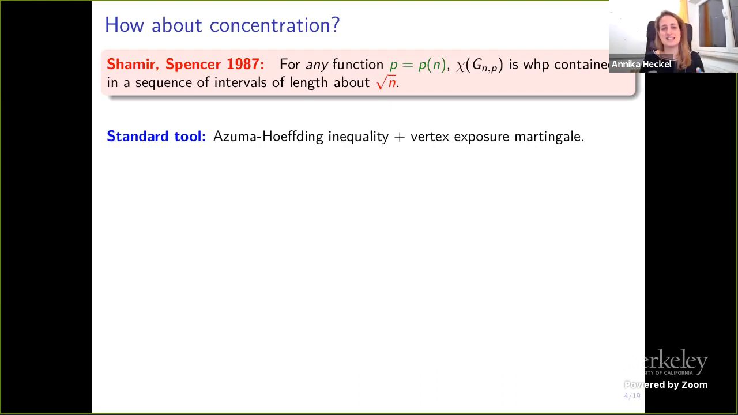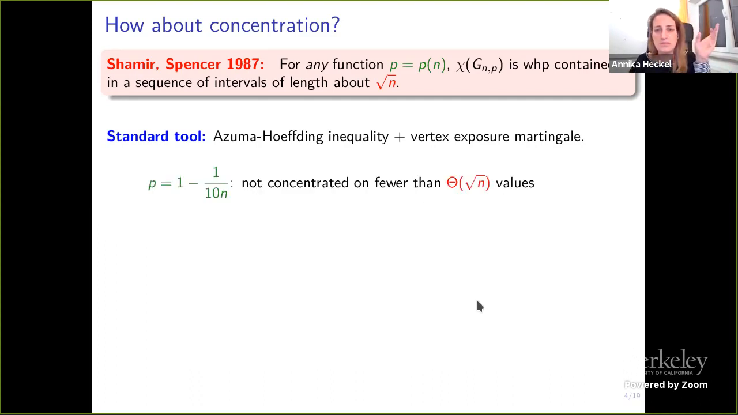These days, if you wanted to show concentration of some graph parameter in G(n,p), this is part of our standard arsenal. This is the first thing you try, but they introduced this method in '87, and they used it to show that the chromatic number is concentrated on root n values.